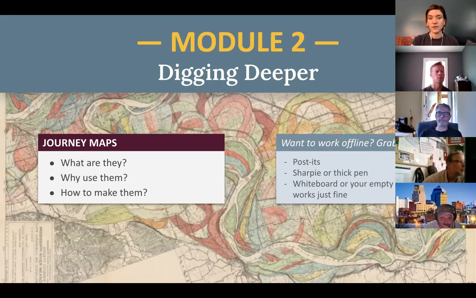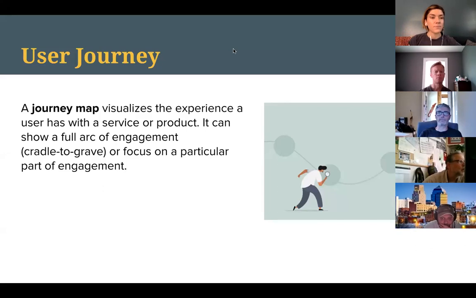So basically, a journey map is a way to visualize the experience that a user has with any kind of service or product, any initiative, something that they directly interface with. So it can show the full arc of engagement. Sometimes that's called cradle to grave, or it can focus in on a particular part of the engagement, especially if it's a larger system or if there's a lot of different pieces of engagement.